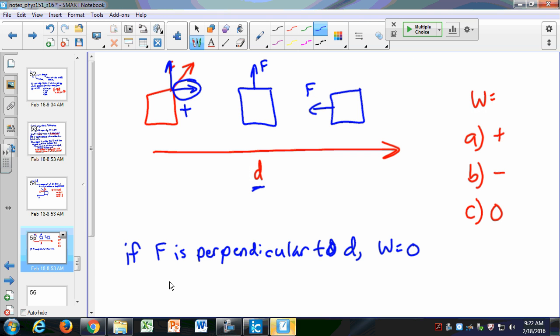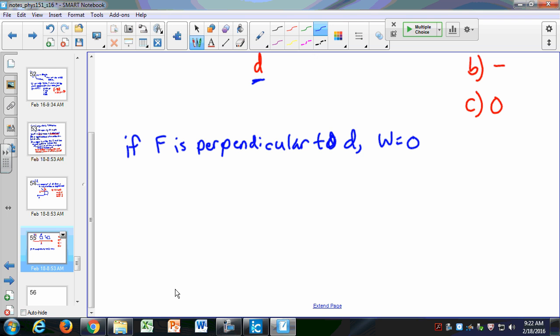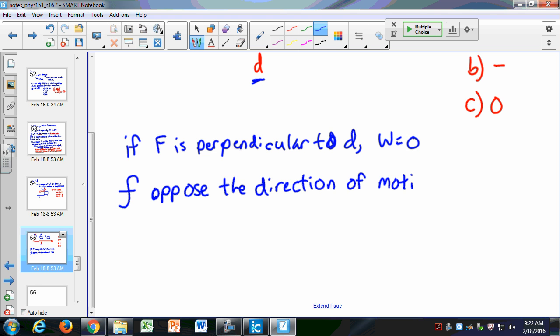Let's put that down in words. So frictional forces oppose the direction of motion. And almost always, we'll just say always, perform negative work.